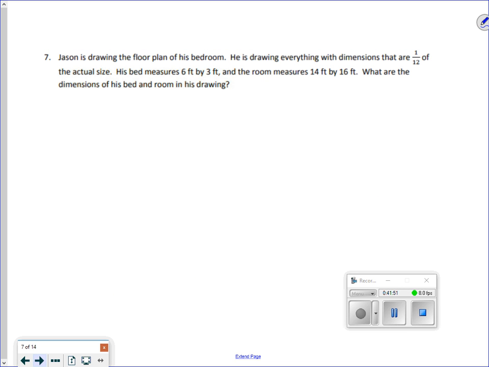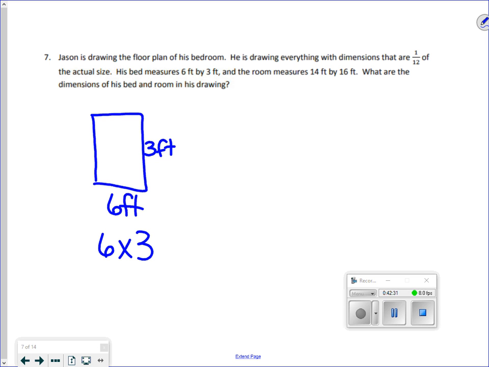Jason is drawing the floor plan of his bedroom. He is drawing everything with dimensions. Dimensions are just like the measurements that are 1/12 of the actual size. His bed measures 6 feet by 3 feet. Area. Look at that. That's not perimeter, that's area. 6 feet by 3 feet. Area. You did that in 4th grade.